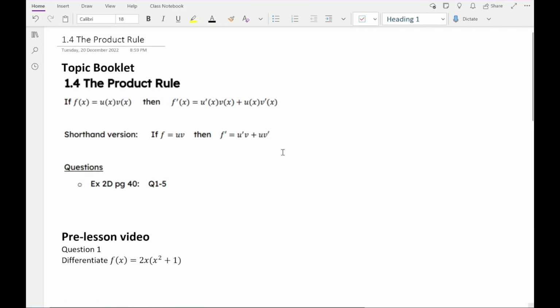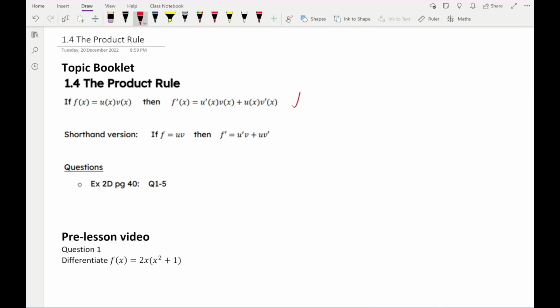In this video, we're looking at the product rule, and it's a way to differentiate products, or in other words, it's a way to differentiate things that are times together. There is the formal full definition up here, but I like this condensed definition that gets rid of all the bracket X bits. So that's the one we're going to be using. Okay, so let's have a look at a few examples.